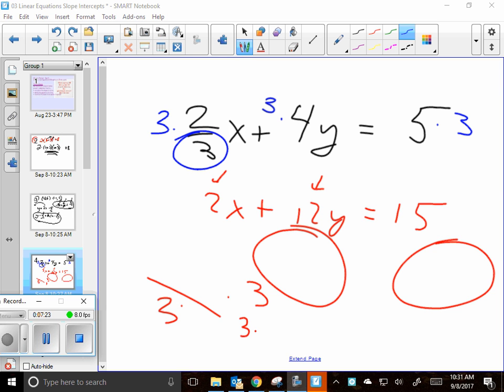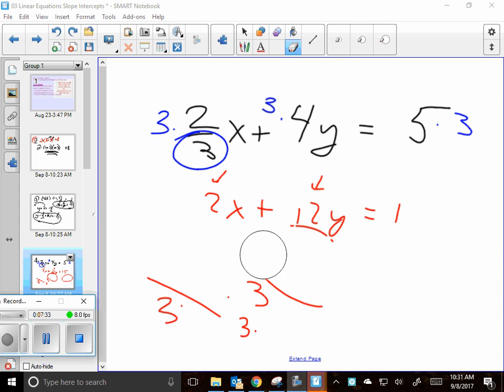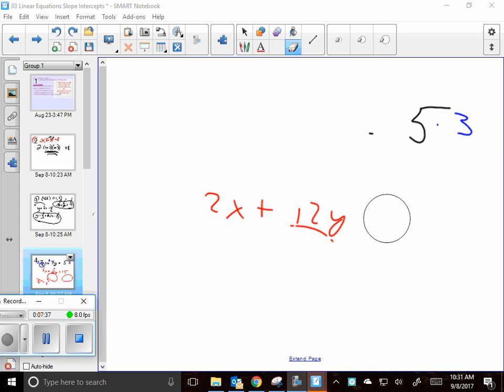Yes? Say the answer was 14 instead of 15. Would you be able to divide by 2? Good question. So let's say that this one had a 14 at the end. So I'm going to erase the original problem. And let's say it looked like this.